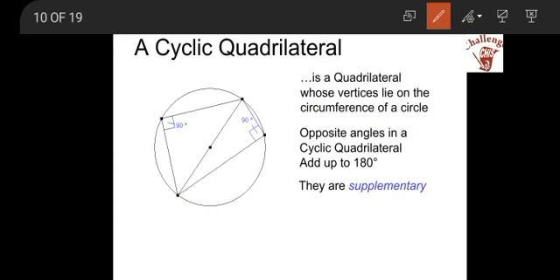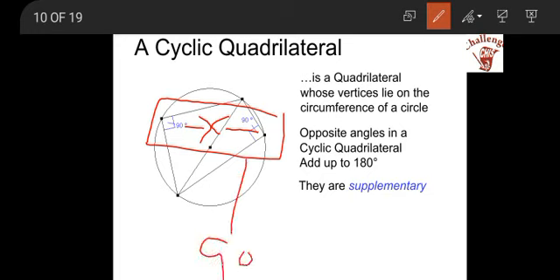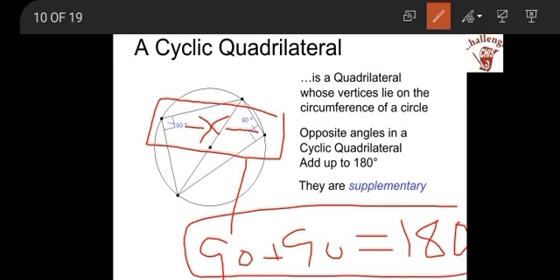Okay, let's see the property of the cyclic quadrilateral. If we have two angles in the quadrilateral and they are opposite to each other, once we add up those together, definitely it's going to be 90 plus 90 equals 180. Why? Because they are supplementary.